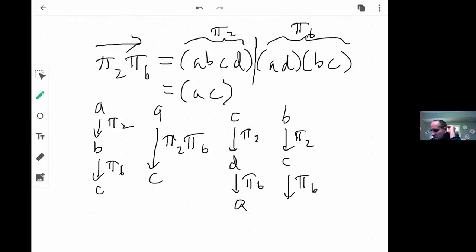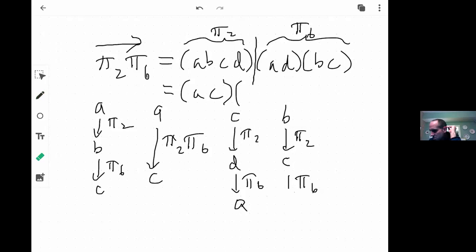If I apply pi 6 to C, that goes to D. Okay? So what we do is we go like this. Oops, no, that's not right. Sorry, pi 2 sent B to C. So that's all it did. And then we moved to pi 6. Where did C go? Well, C went to B.